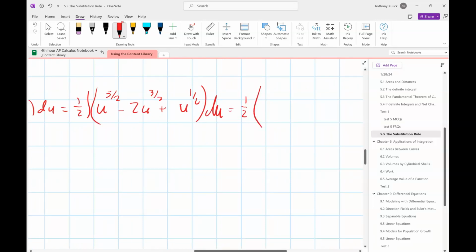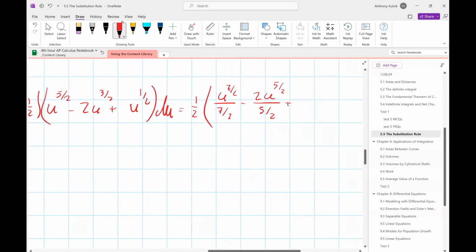So 1/2. What's the antiderivative of u to the 5 over 2? Over 7 over 2. And then what's the antiderivative of u to the 3 over 2? Yep. And how about the antiderivative of u to 1/2? And then we'll put plus c at the end.